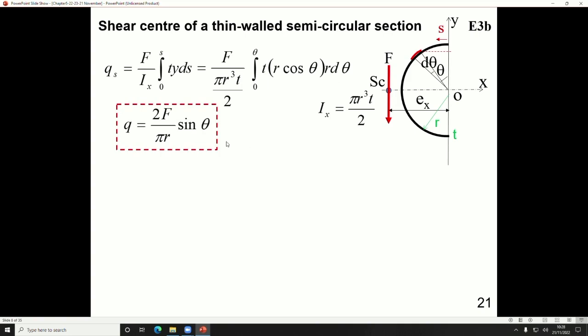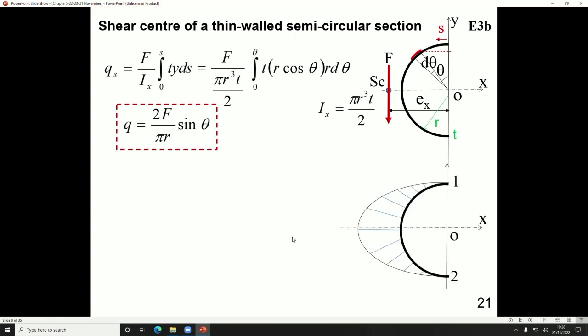At theta equal to zero, the shear flow is zero. At theta equal to 180 degrees, the shear flow is also zero. And we get the maximum shear flow when theta is equal to pi over 2. This is what I expected, as it is the neutral axis or neutral plane of the section. So this is the shear flow distribution: zero values at the two ends, and a maximum at theta equal to pi over 2, located on the neutral plane, with a sinusoidal variation.